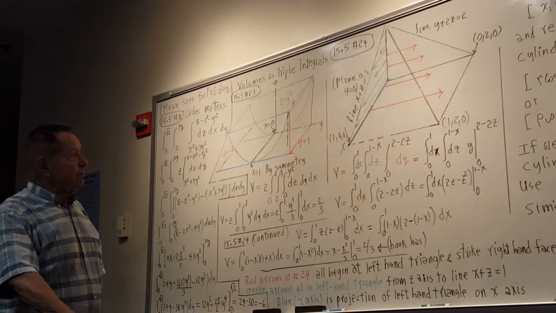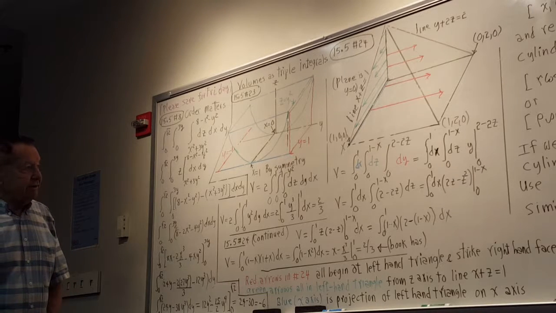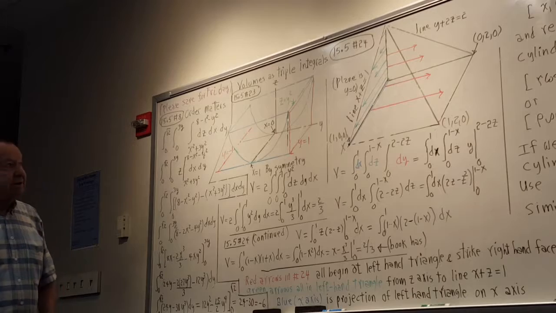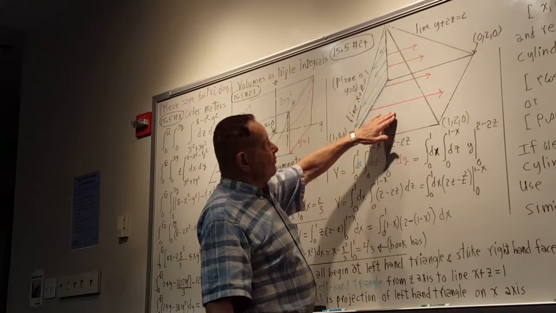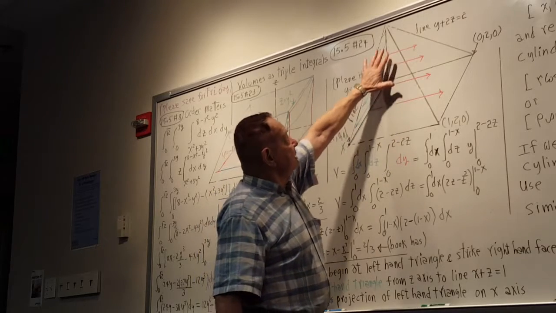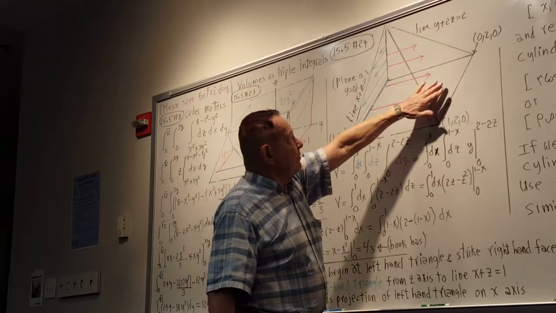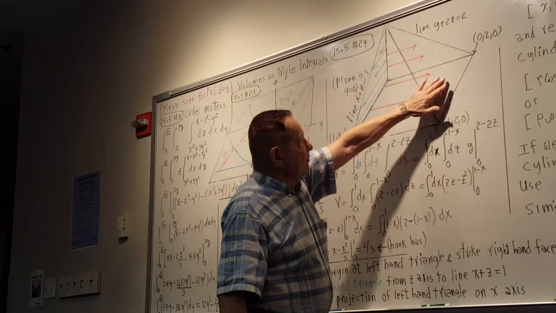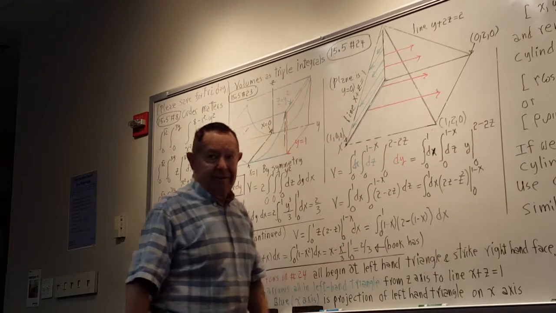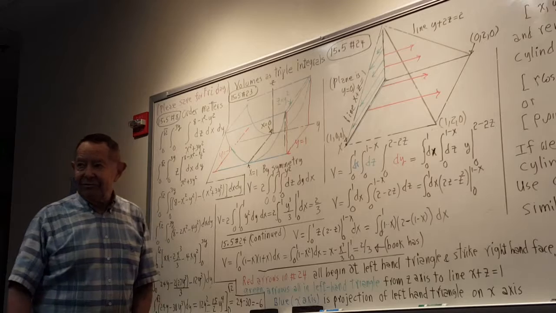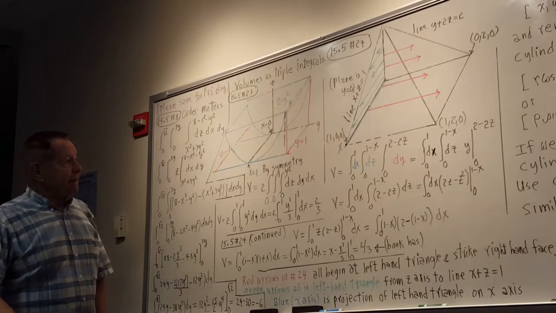So you see, you have a problem here if you try to go dz first, because if you're over here, the z's are going to go from the xy plane to hit this face that's coming down this way, and if you're over here, the z is going to go from the xy plane to hit this face that's coming that way. So you'd have to do 2 integrals and piece them together if you do it like that.